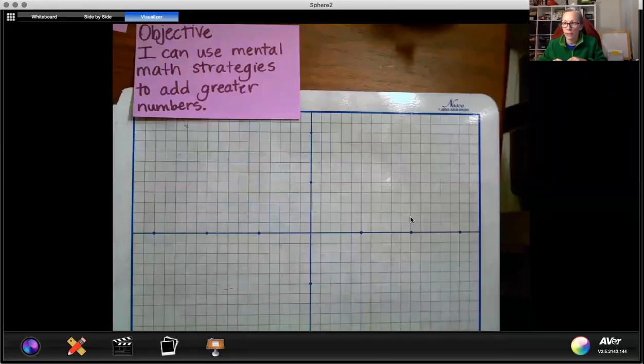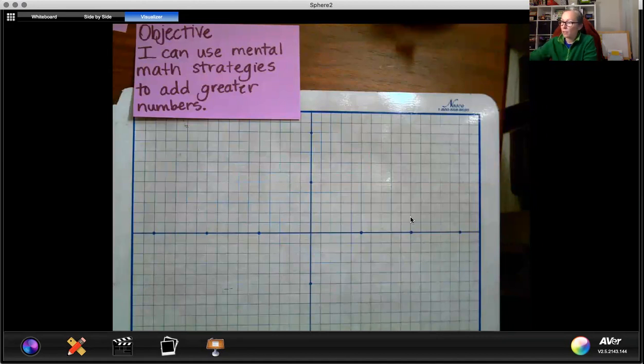Okay, boys and girls, today our objective is I can use mental math strategies to add greater numbers. So I'm going to show you 3 different mental math strategies for addition. These are not the only 3 ways that you can add numbers in your head. These are 3 that you were previewed in 3rd grade with smaller numbers, and I'm going to show you how you can use the same strategies with greater numbers.